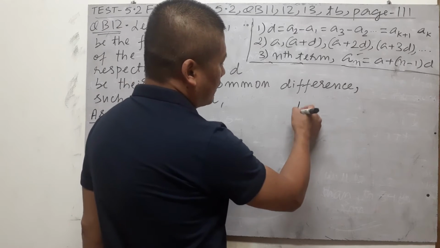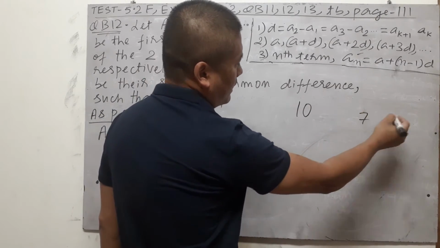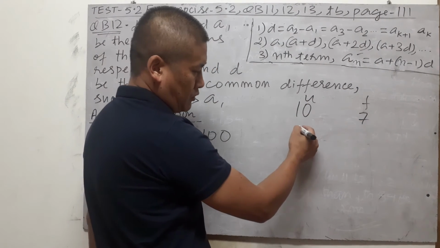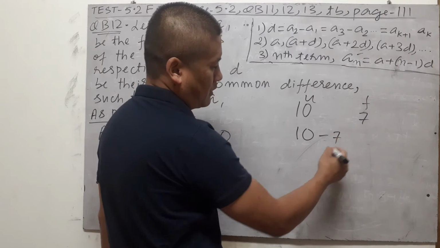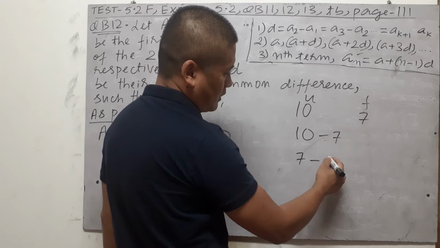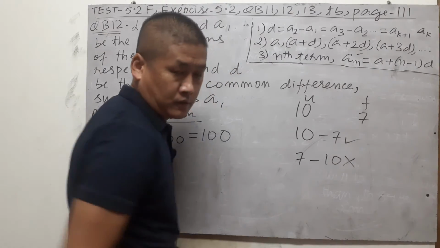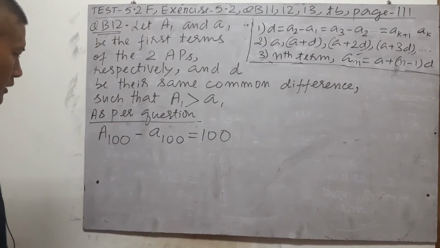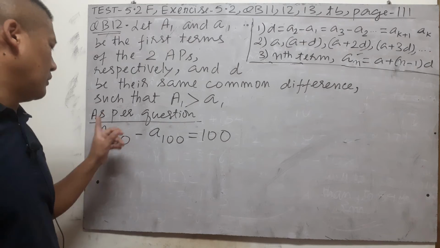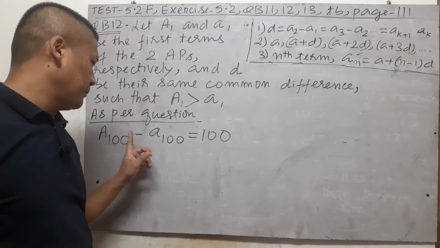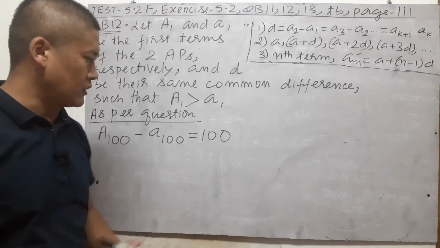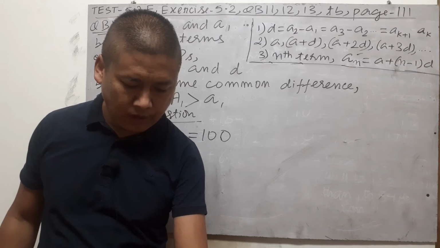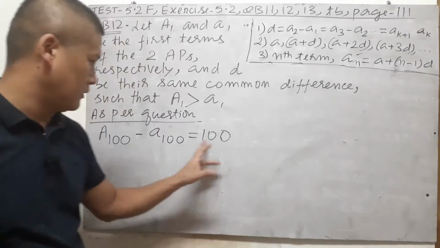For example, you got 10 marks in a test and your friend got 7 marks. The difference between your marks will be your higher mark minus 7, not your friend who is lower minus yours. This is not the difference. That's why we're putting here bigger value minus smaller value. So the 100th term value of the first AP minus the 100th term value of the second AP is equal to 100. The question says, see the second sentence, the difference between their 100th terms is 100. So we've written like that.